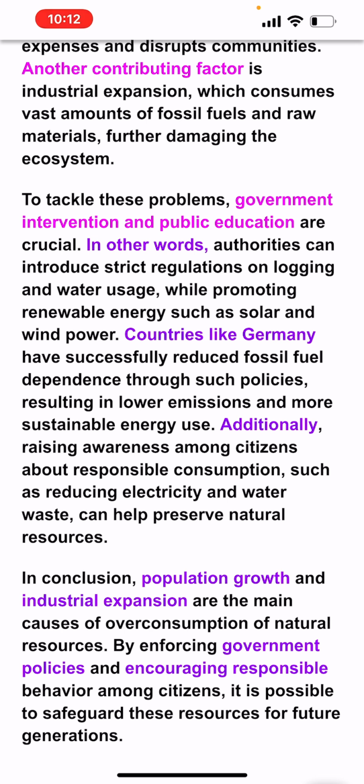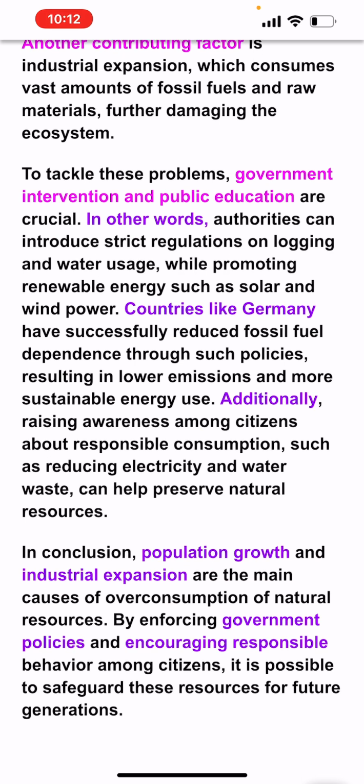In conclusion, I will be giving a summary of body paragraph 1 and body paragraph 2. That is, I will be giving two main ideas from body paragraph 1 and two main ideas from body paragraph 2. So in conclusion, population growth and industrial expansion are the main causes of overconsumption of natural resources. So these are the two which I explained in my body paragraph 1. So these are the causes. By enforcing government policies and encouraging responsible behavior among citizens, so these are the two solutions. So by following these, it is possible to safeguard these resources for future generations. So these are the two solutions.